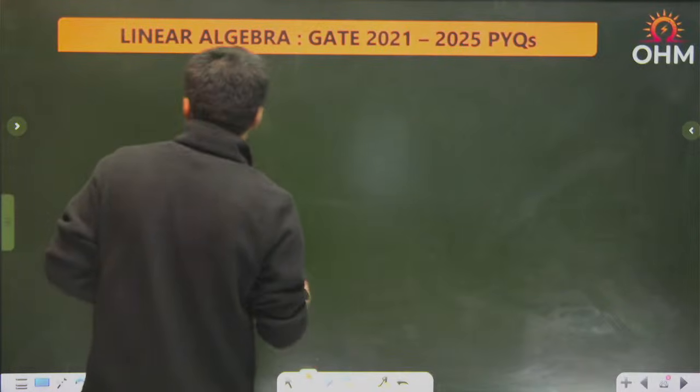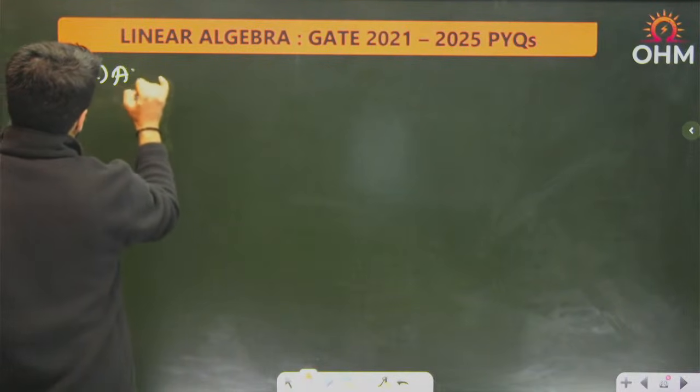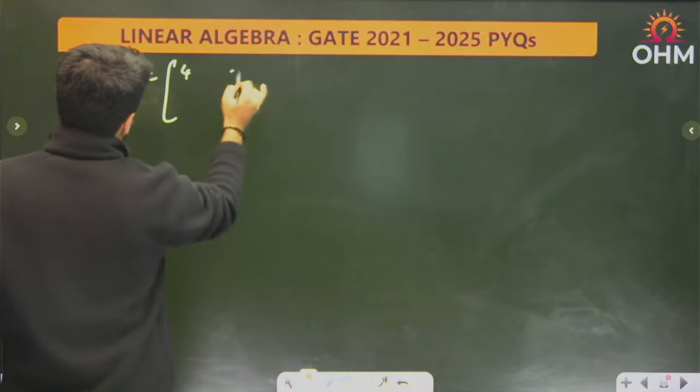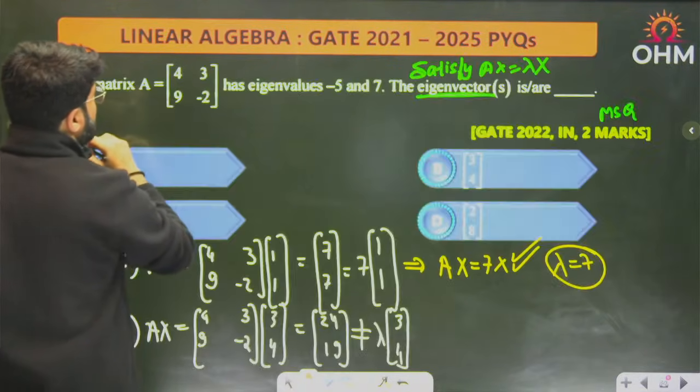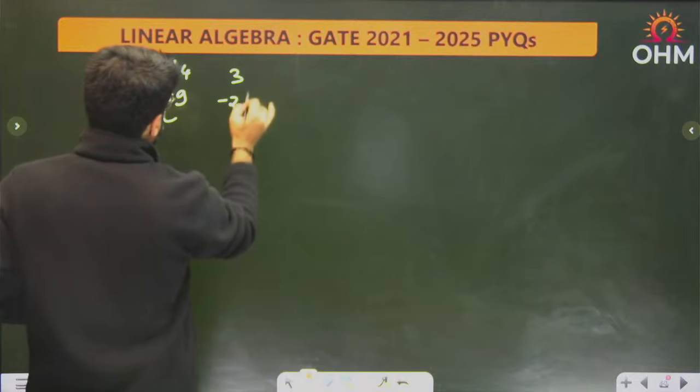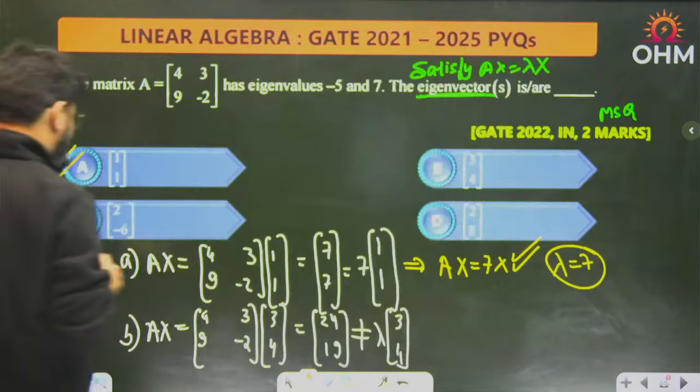Okay, then C. Again same approach. What is AX? 4 and 3, 9 and -2 multiplied by X. What is X here?